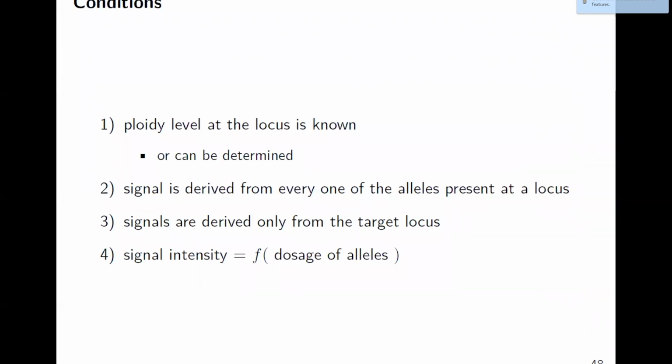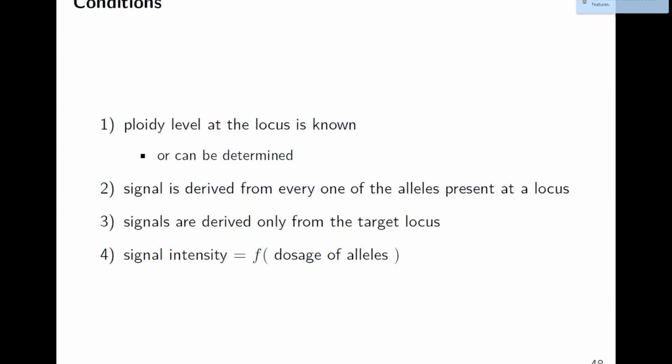We want that signal to be really derived from every single allele that we observe on the locus. But due to heterozygosity, that might not happen. Or you actually might get signal from more than one locus together when we are clustering the sequencing information. So there are some difficulties here.